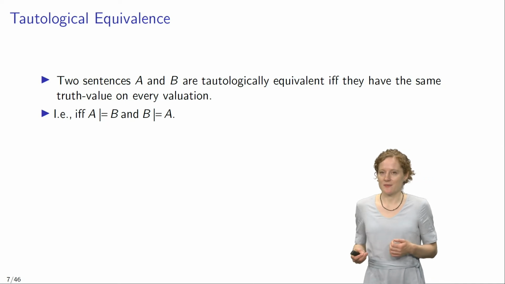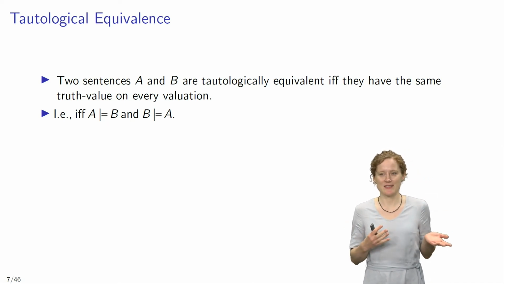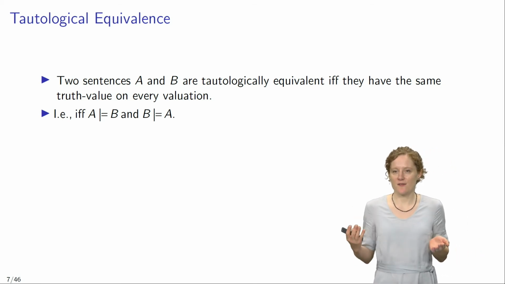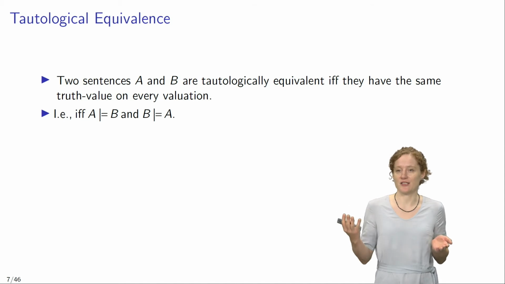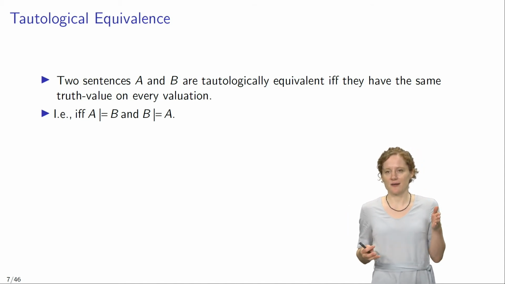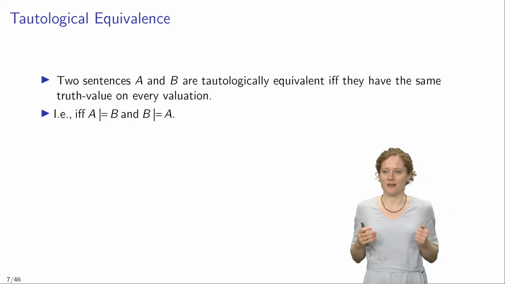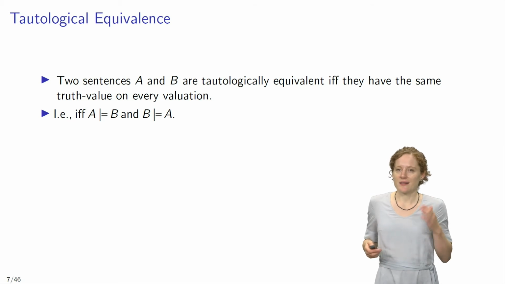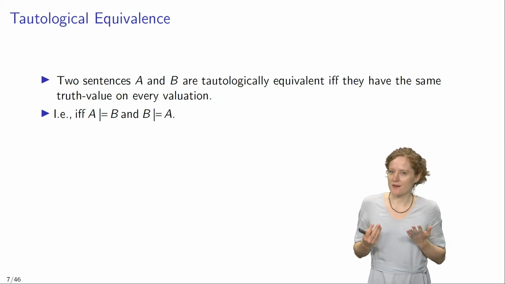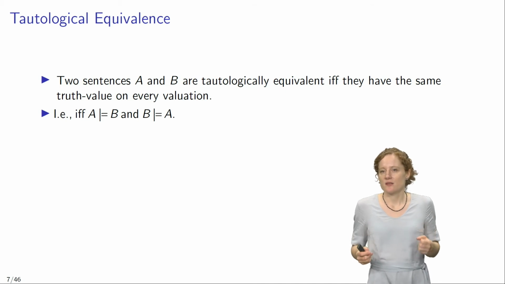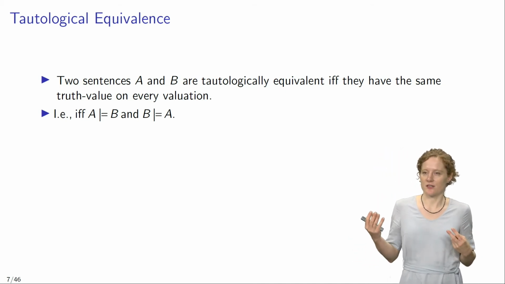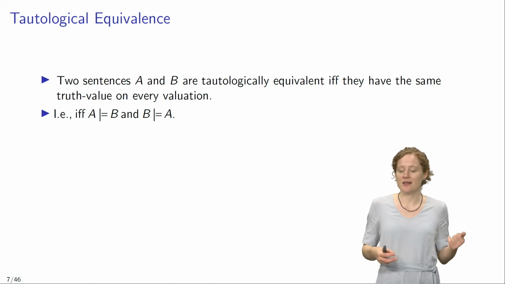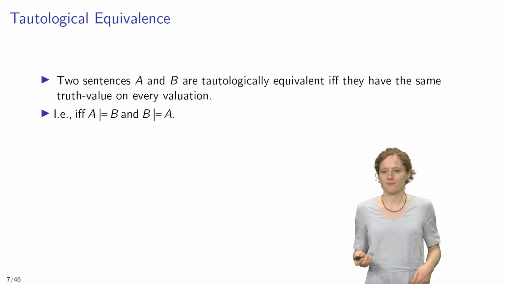The next important concept is that of a tautological equivalence. You may recall that two sentences are tautologically equivalent if they have the same truth value on every valuation. So that means that the column under the main connectives of two tautologically equivalent sentences looks exactly the same. And we can express this property of being tautologically equivalent by means of the double turnstile. So if sentences A and B are tautologically equivalent, we can express this property by saying A double turnstile B and B double turnstile A.